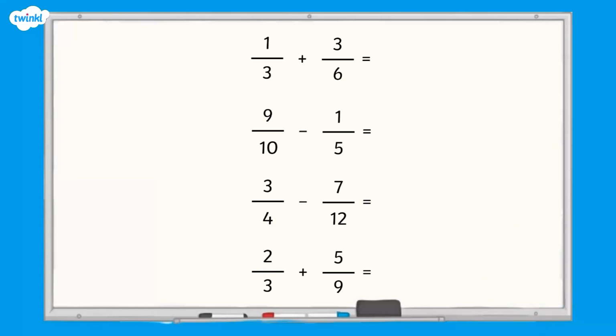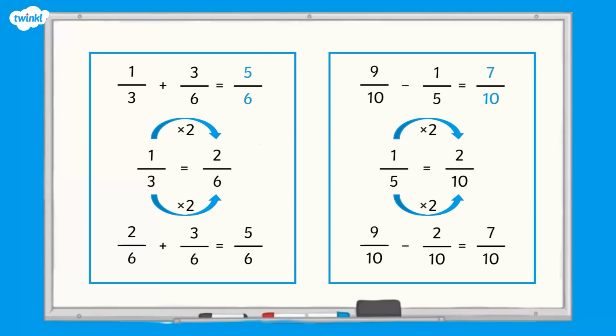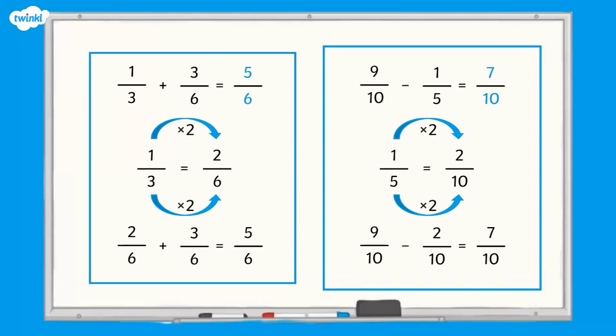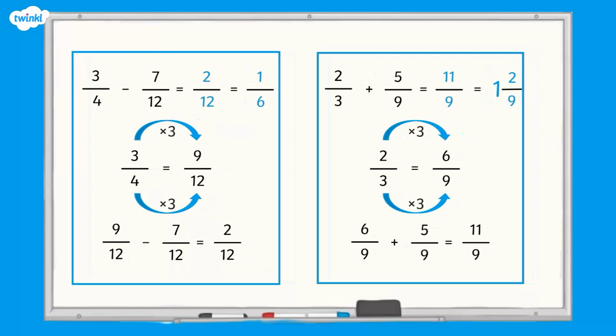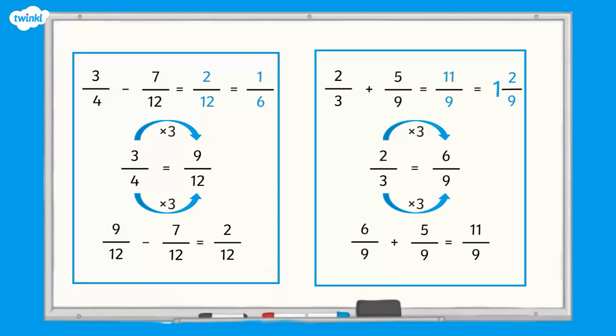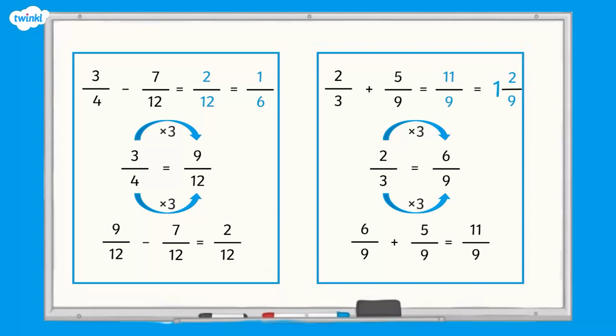How did you get on? Check your answers. 1/3 add 3/6 equals 5/6. 9/10 subtract 1/5 equals 7/10. 3/4 subtract 7/12 equals 2/12. This answer can also be simplified to 1/6. 2/3 add 5/9 equals 11/9, which equals 1 and 2/9.